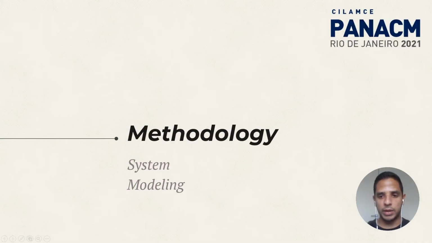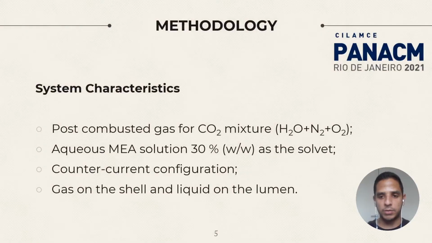So okay, let's talk about our system and the methodology used. Our system consists of two streams. The gaseous stream consists of a CO2 mixture which has water, nitrogen, and oxygen. Our liquid phase consists of an aqueous monoethanolamine solution, 30% in mass. We have a counter-current configuration, so we have the streams flowing on opposite sides and in opposite directions. We have the gas at the shell side of the system, and we have the liquid on the lumen side of the membranes.